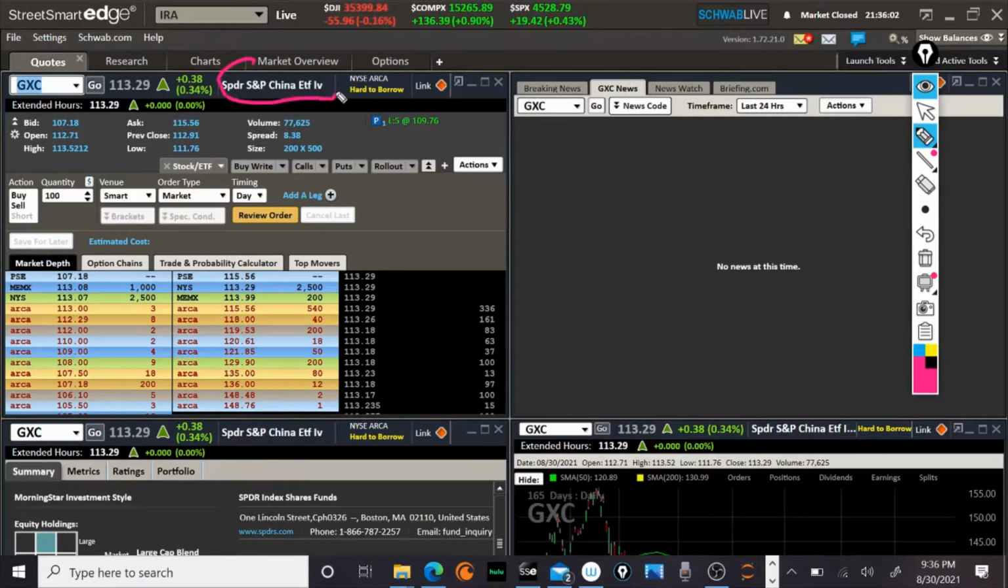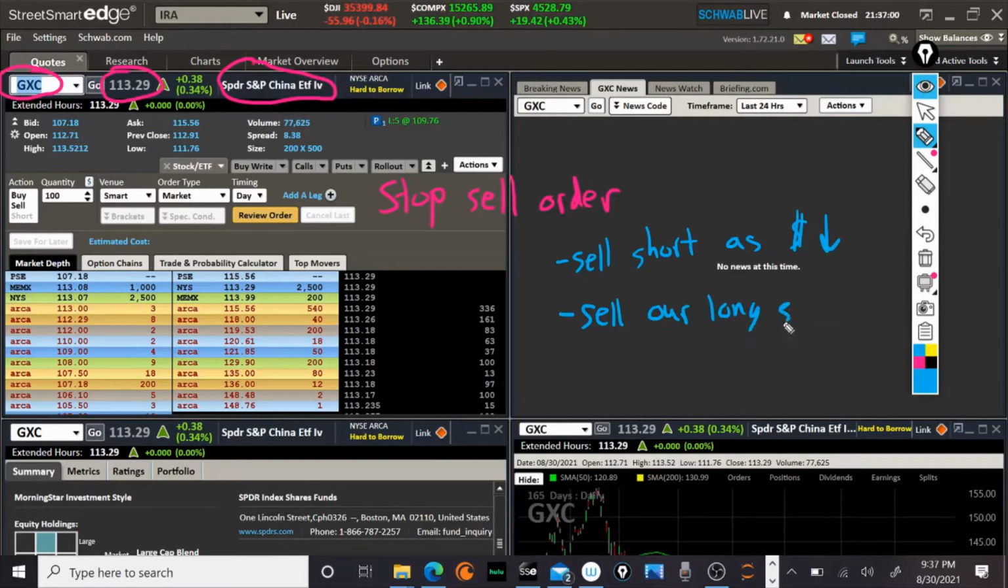So let's do an example. I have an ETF here, GXC, last traded at 113.29. It's actually in my account, and I will show you how to do a stop sell order. And there are multiple scenarios in which it makes sense to use this. We could sell short with a sell stop as the price goes down, or we could sell a long position as the price goes down in order to get out of the position.